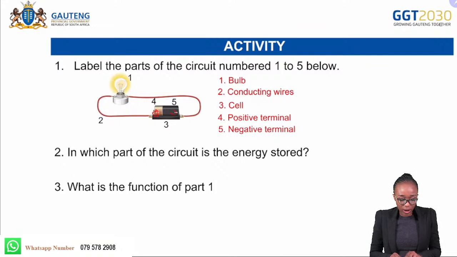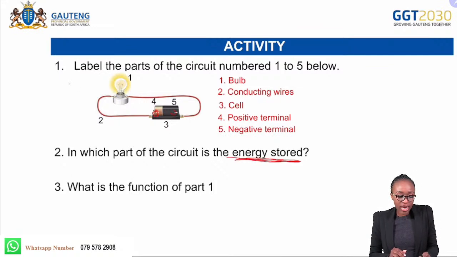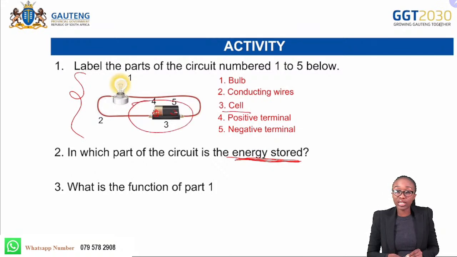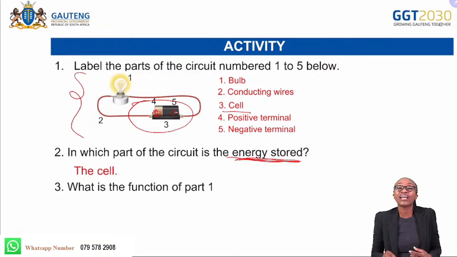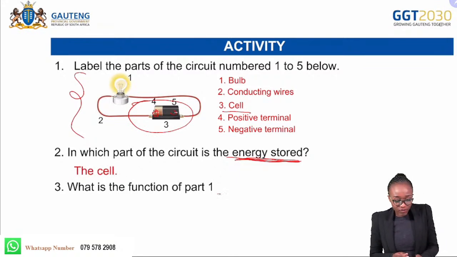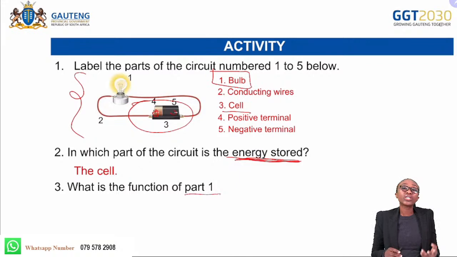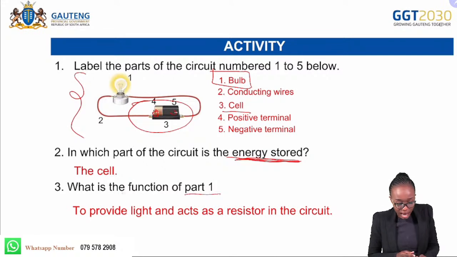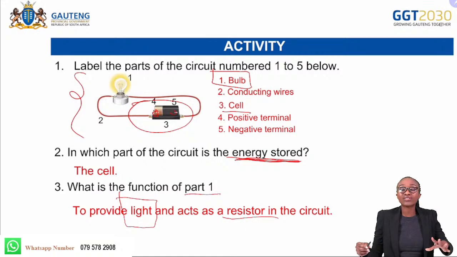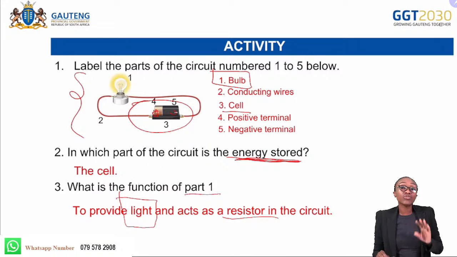In which part of the circuit is energy stored? The energy is stored in number 3, which is the cell. What is the function of part 1? Part 1 is the bulb. What purpose does the bulb serve? It provides light and acts as a resistor in the circuit. It is going to glow once the circuit is complete. I'm going to give you a minute to copy down the answers, and then we'll continue with our lesson.